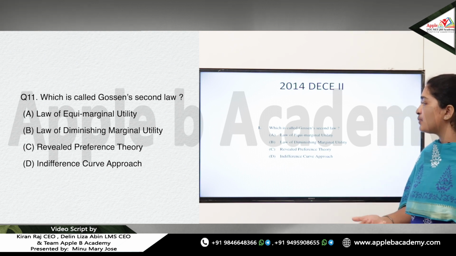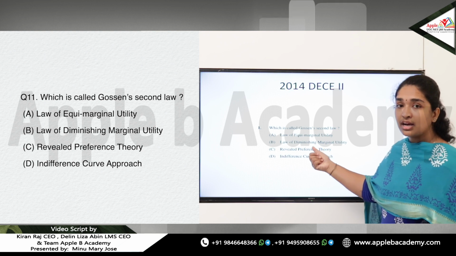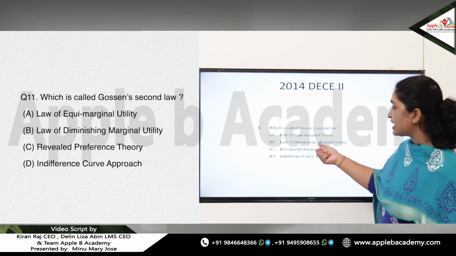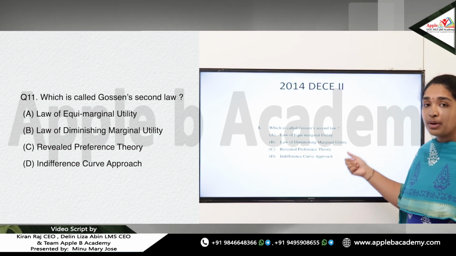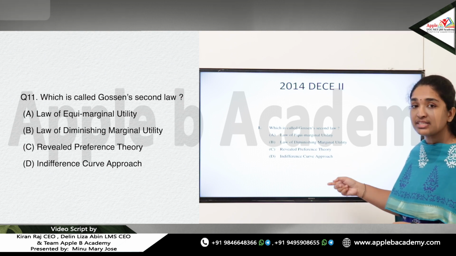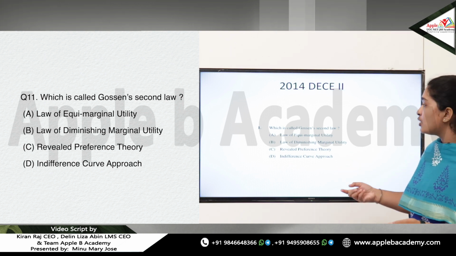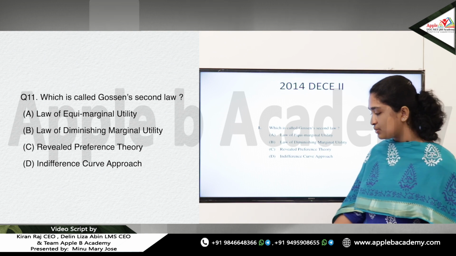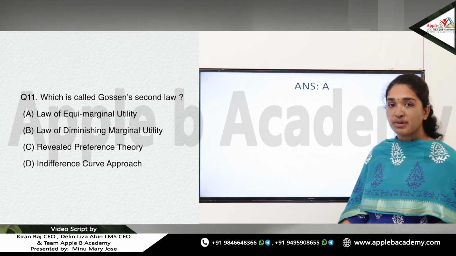So this is a direct question, so we can directly answer this. We get the answer directly, that is option A, law of equi-marginal utility, which was also named Gossen's second law. So the answer for this question is option A, law of equi-marginal utility.